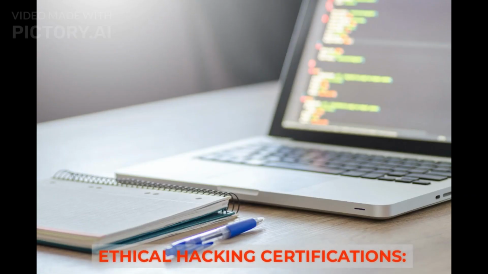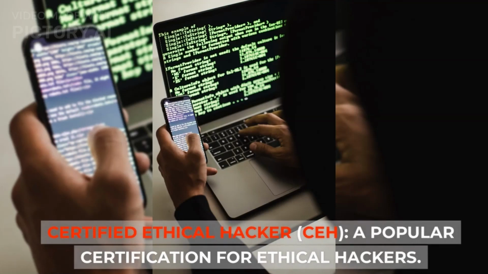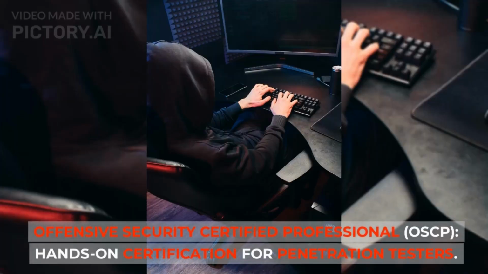Ethical hacking certifications. Certified Ethical Hacker, CEH, a popular certification for ethical hackers. Offensive Security Certified Professional, OSCP. Hands-on certification for penetration testers.